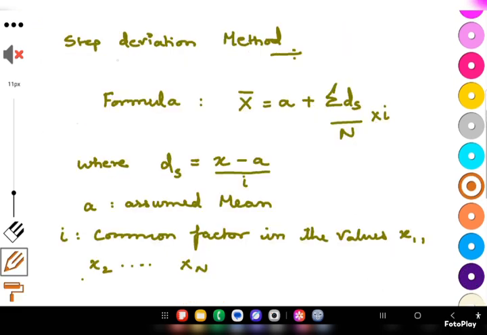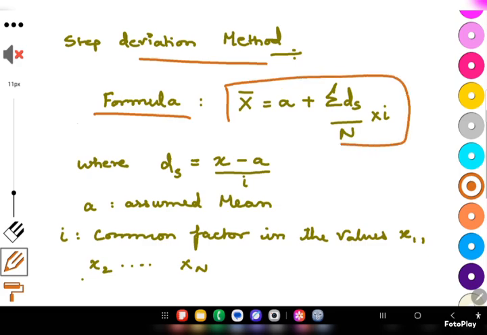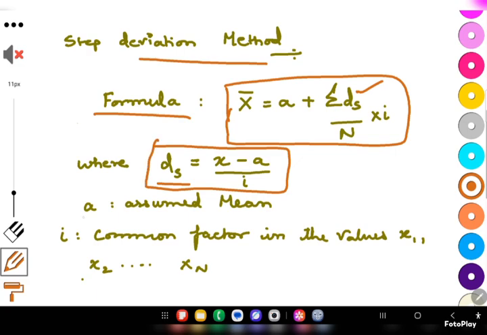Then comes the step deviation method. So in step deviation method, we change origin and scale both. That is, we compute small s, which is equal to x minus a upon I, where a is the assumed mean, I is the common factor in the values of the series x1, x2 till xn. So here the arithmetic mean is given by the formula x bar is equal to a, which is the assumed mean, plus sigma ds upon capital N multiplied by this common factor I.